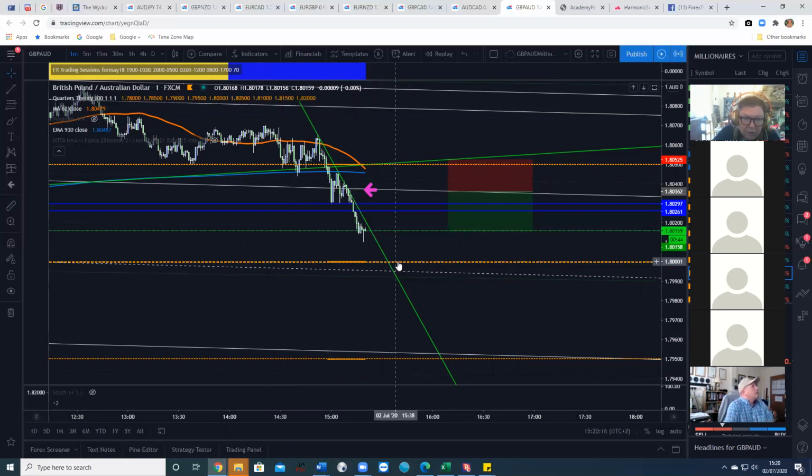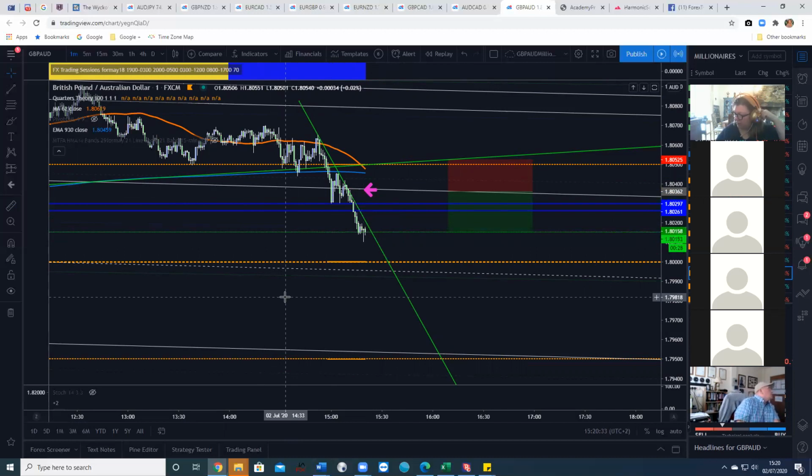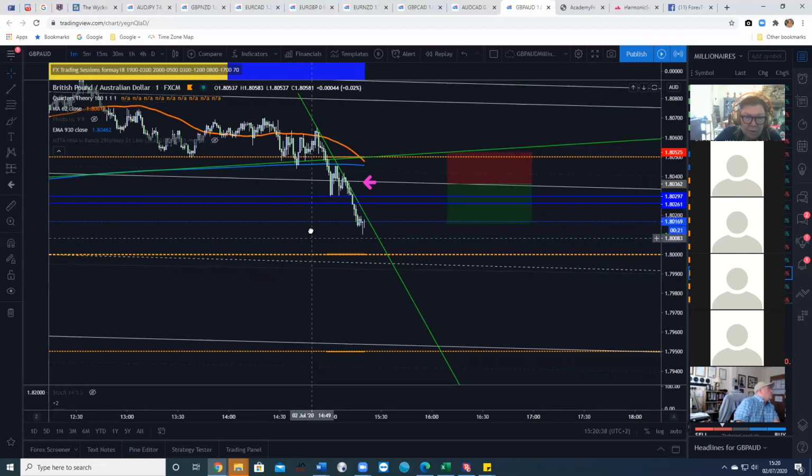So it will want to touch this level now. Sometimes it can fail. Obviously, it can do what it likes. You know, it can fail and come back up, and then it'll have another go. But it is a sell scan, so it will want to work its way down. But you know, 25 pips in 10 minutes with a 16 pip stop loss is good.